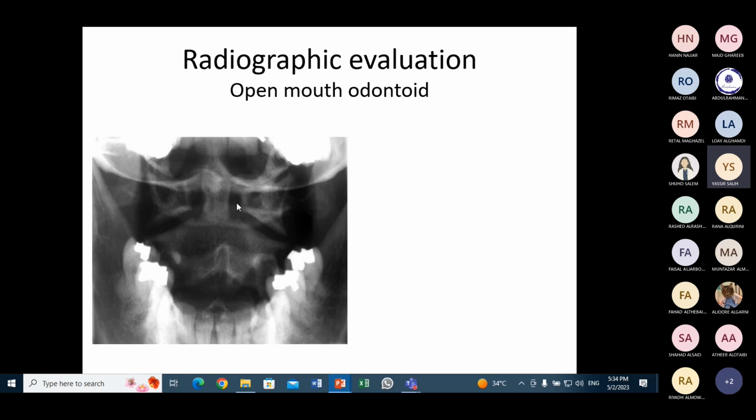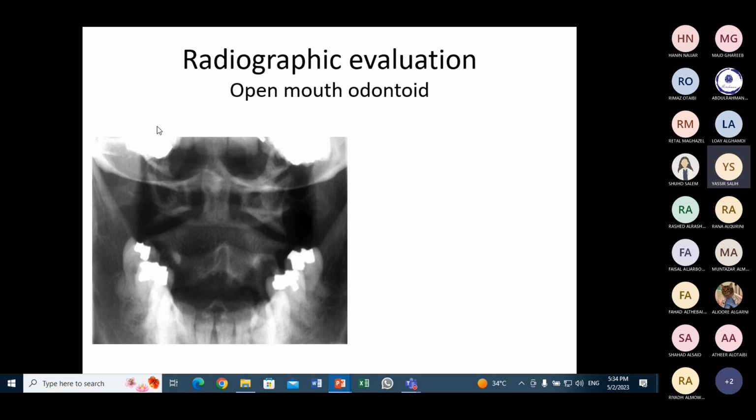Look at this distance from here to here; it should be equidistant. If one is less than the other, this indicates abnormality. Also the lateral masses of C1 and C2 should be well aligned. If we draw a line from here, the lateral parts should be well aligned. So this is normal. This same view is called the open mouth odontoid view.